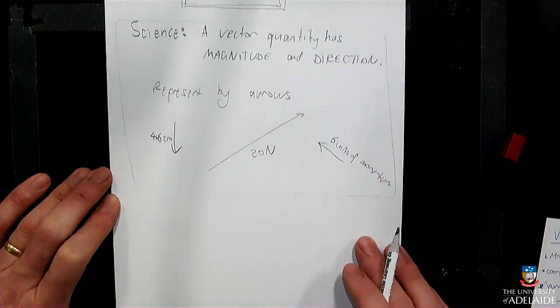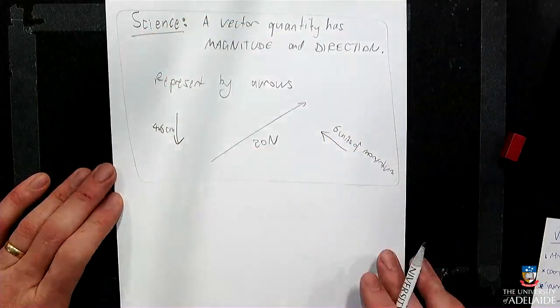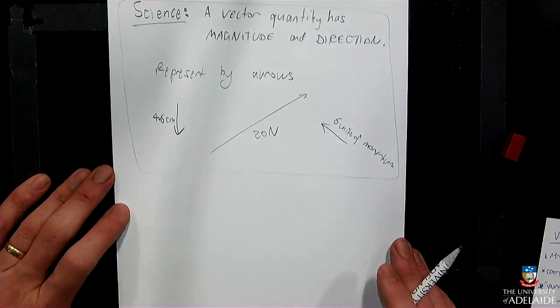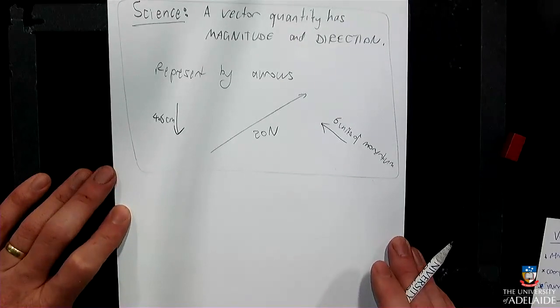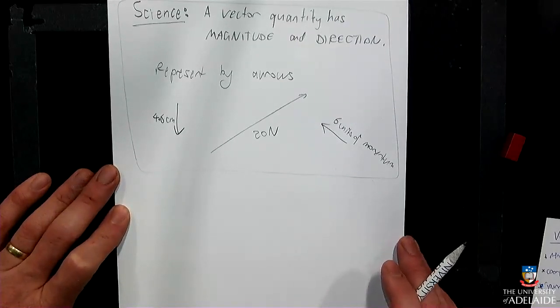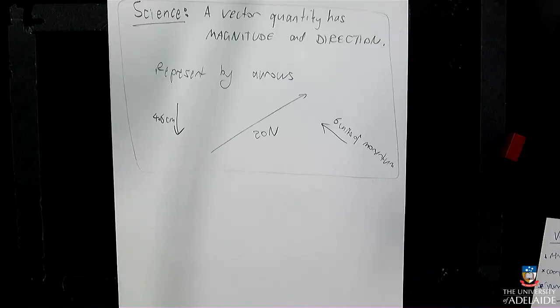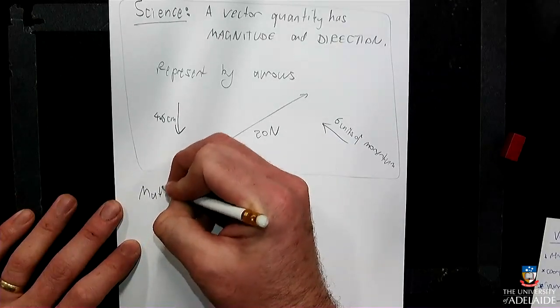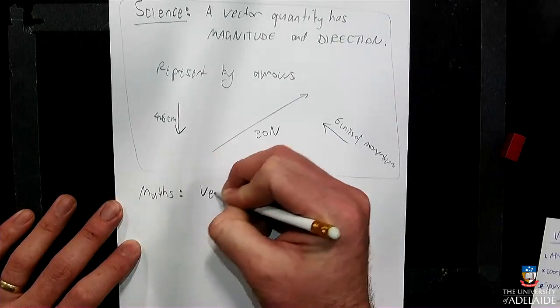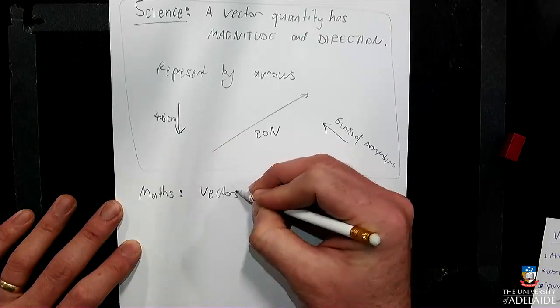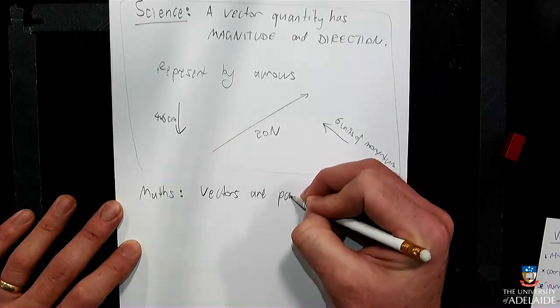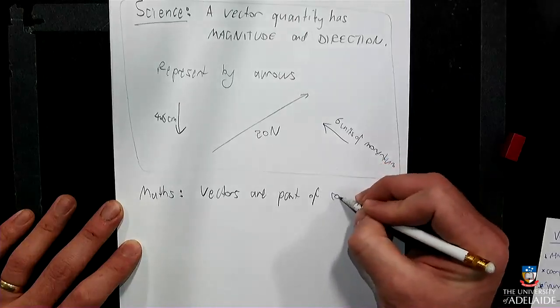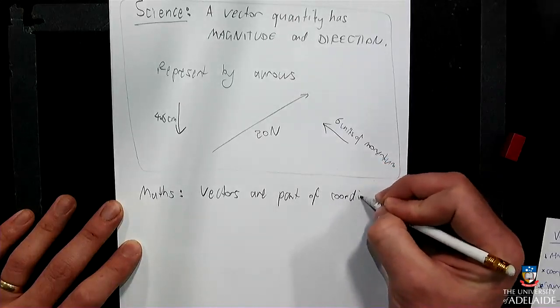So that's what happens over in science. In maths, vectors are normally used in a geometrical sense. And the maths that we do on them will translate back to applying to forces if you want them to, but we don't normally think about them that way. They're part of coordinate geometry.